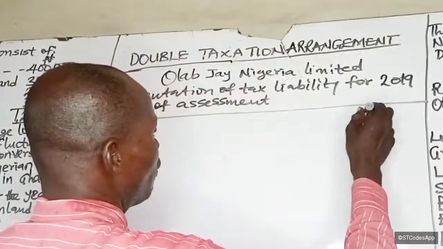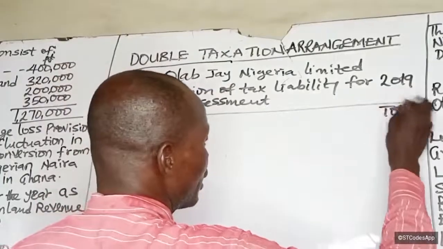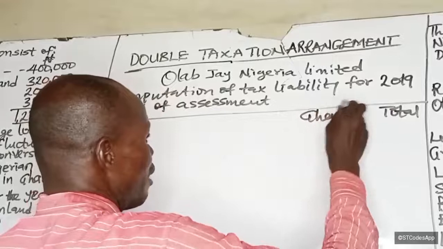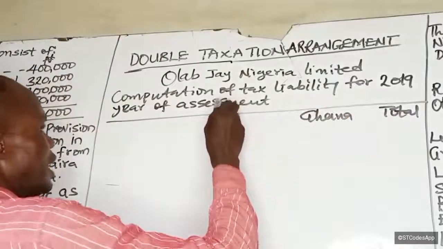So we have total. We have Ghana. And we equally have Nigeria.